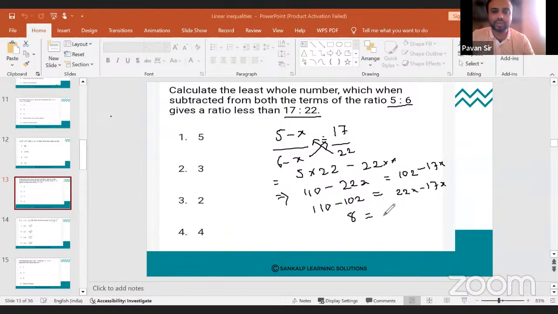So it is 8. It will be 5x. Okay, so x is what? x is 8 upon 5. Okay, so 8 upon 5, when you divide it, it will become what? 5 ones are 5, 5 6s are 30. So 1.6 will be the answer. It is nearer to 2. So 2 is the answer. That is option number 3. Yes, option C is the correct one.